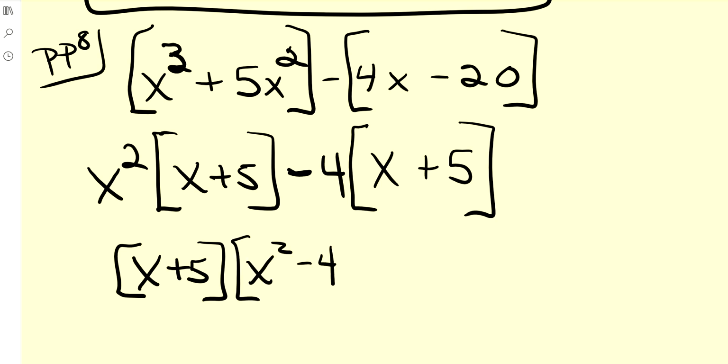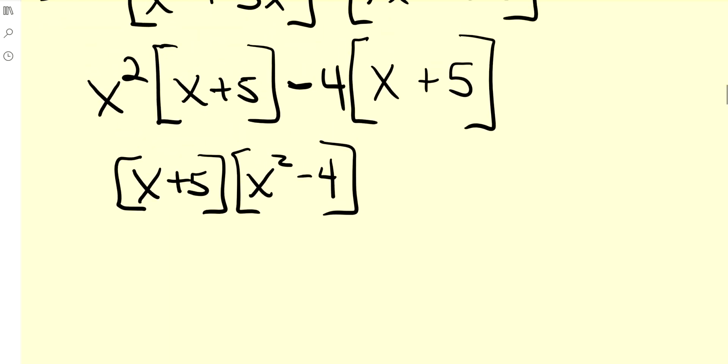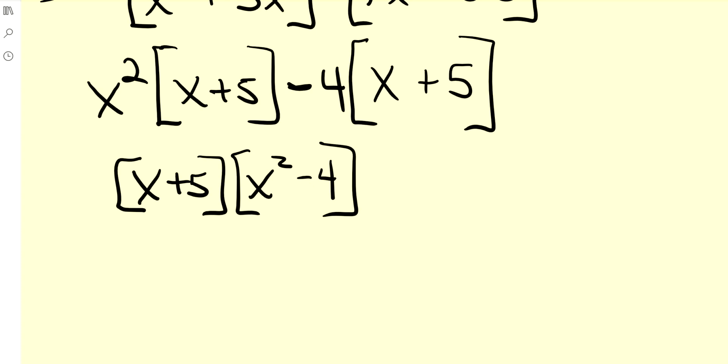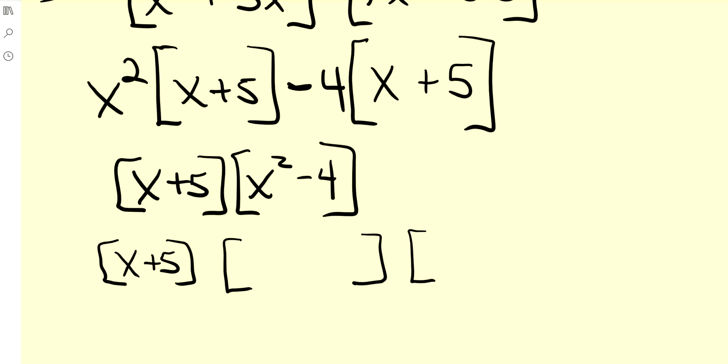Oh, I see. Okay. So now on this one, I can factor that x squared minus 4. It's another difference of 2 squares. So the x plus 5 I'm leaving alone. And then I'm going to factor, I'm using brackets, it's the same as parentheses. And now I can put an x here, minus, and plus, and then a 2 here and a 2 here. So there.